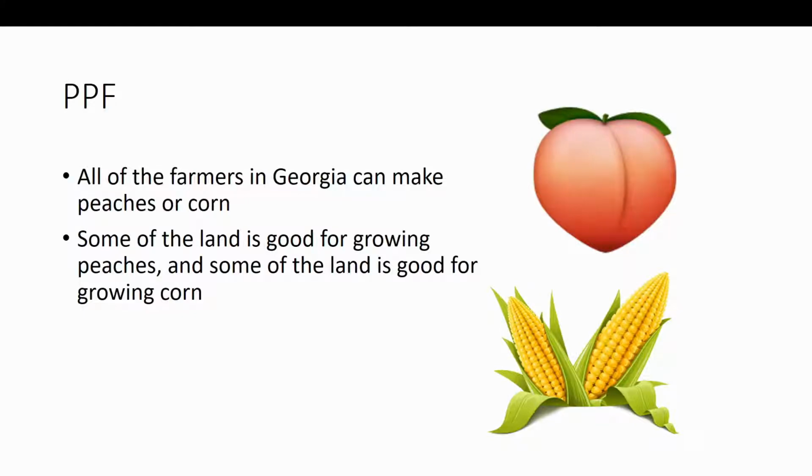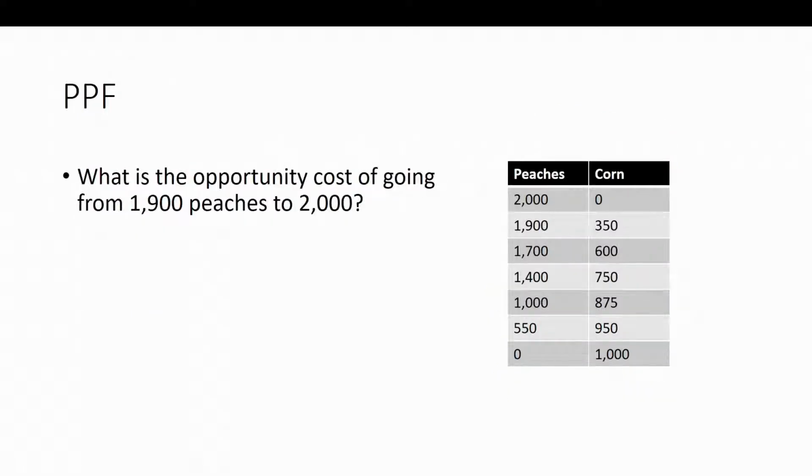So now we've covered the basics of the production possibility frontier, shifts and pivots with an example of baking desserts. Let's take another example here and assume that all the farmers in Georgia can make either peaches and corn. Some of the land is really good for growing peaches and some of the land is really good for growing corn. So what is the opportunity cost of growing from 1,900 peaches up to 2,000 peaches? Well, it's 350 corn, right? If we want to grow that extra 100 peaches, we're going to have to give up this 350 corn.